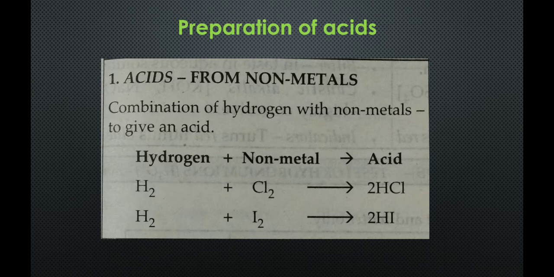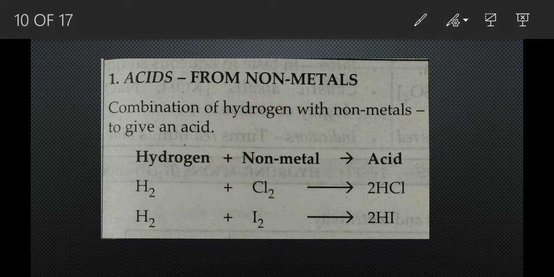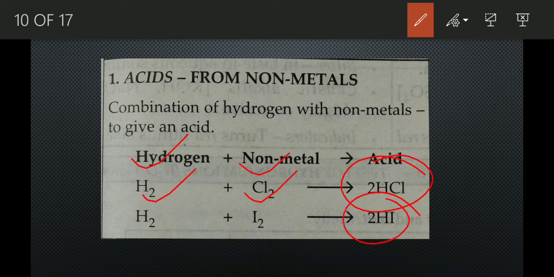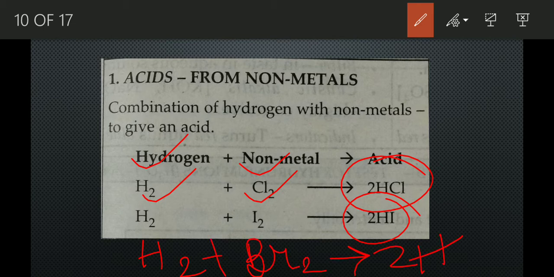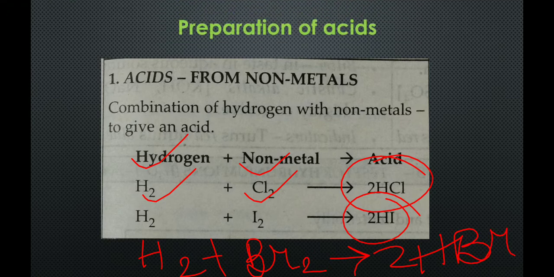Now we will see how acids can be prepared. Acids can be prepared from non-metals like chlorine, iodine. These are the non-metals from which acids can be prepared. When hydrogen combines with chlorine, it forms hydrochloric acid. When H2 reacts with iodine, I2, it forms HI. Similarly, when H2 reacts with bromine, Br2, it forms 2HBr. Okay. So from non-metals we can get acids.